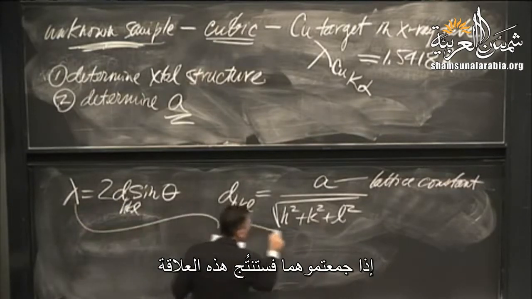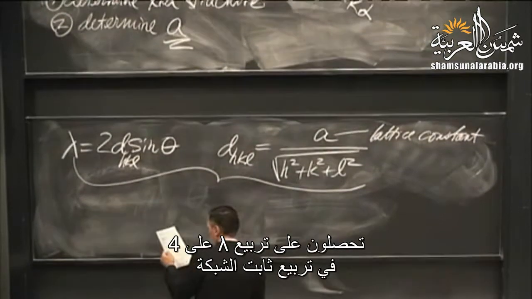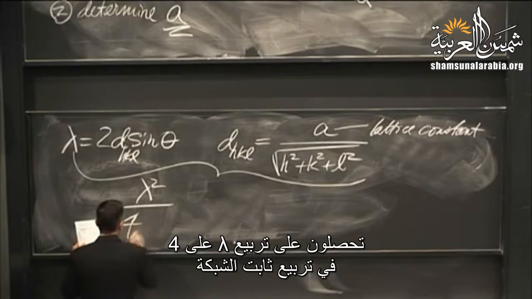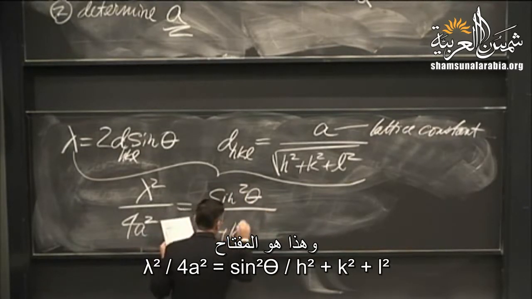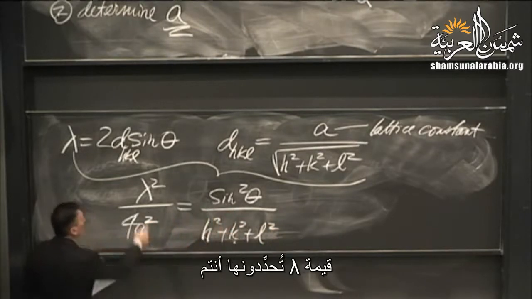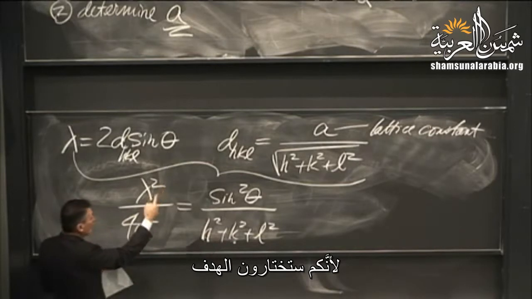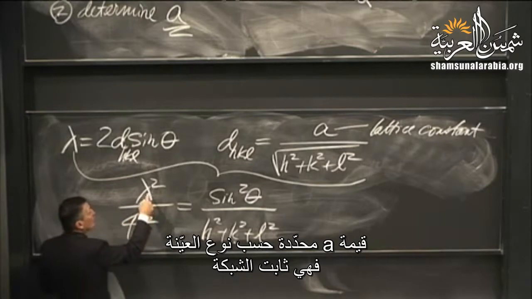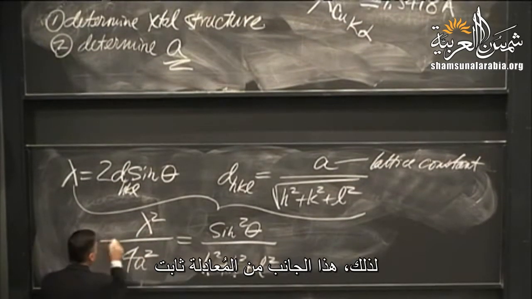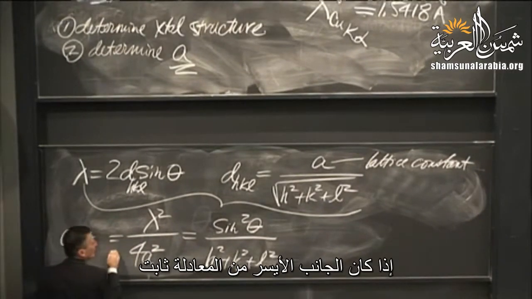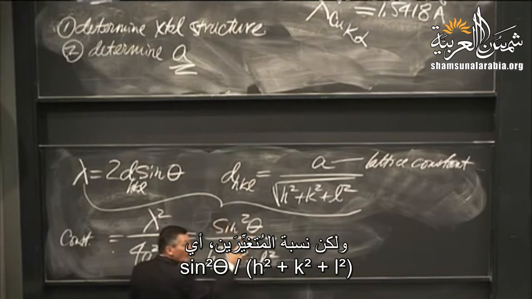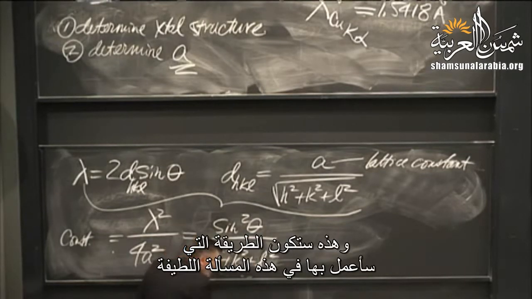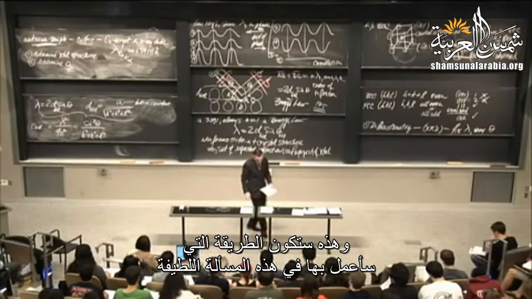If you combine the 2, you get lambda squared over 4a squared equals sine squared theta over h squared plus k squared plus L squared. And this is the key. Why is it the key? The value of lambda is set by you. You chose the target. The value of a is set by the sample. That's the lattice constant. So the ratio of 2 constants is a constant. Agreed? So if the left side of the equation is a constant, the right side must be a constant. But h, k, and L vary, and theta varies. But the ratio of the variation when mapped into sine squared theta over h squared plus k squared plus L squared must be a constant. And that's going to be the way I work through this delightful problem.